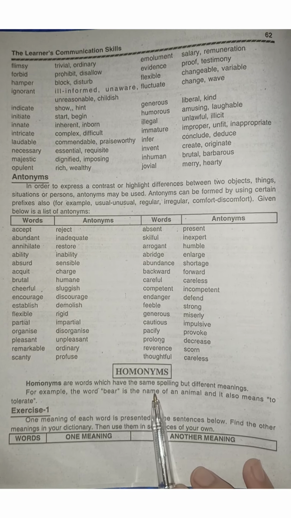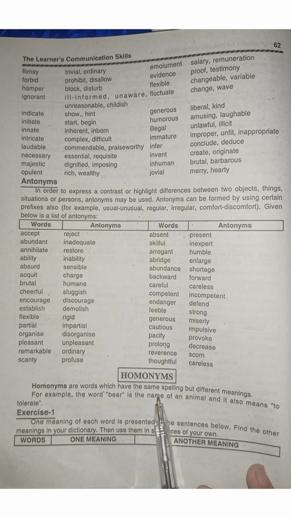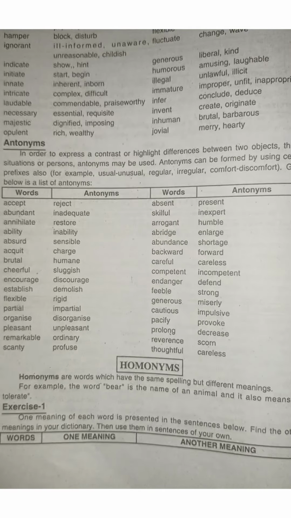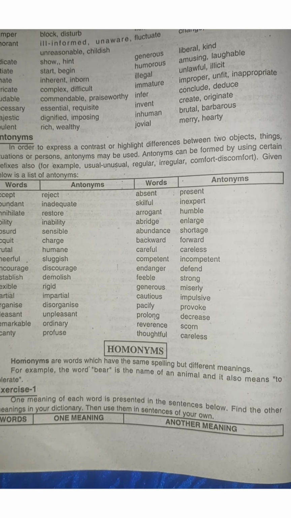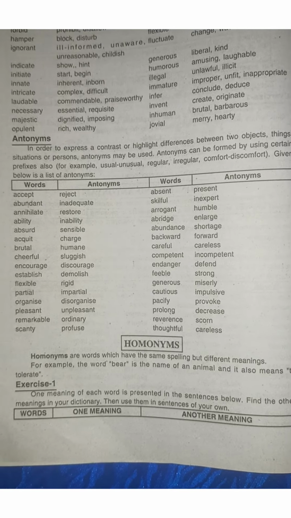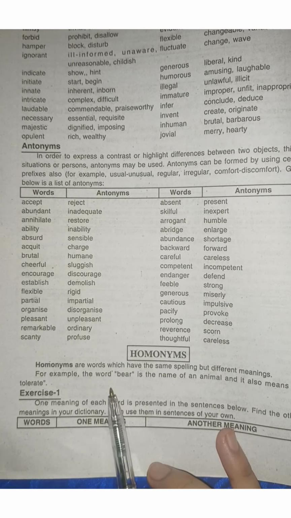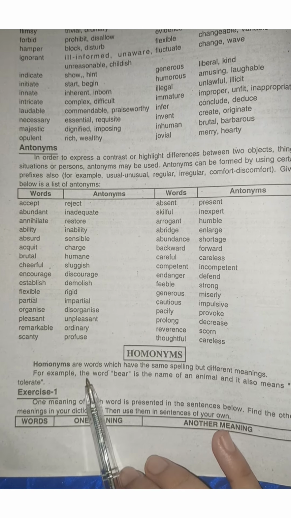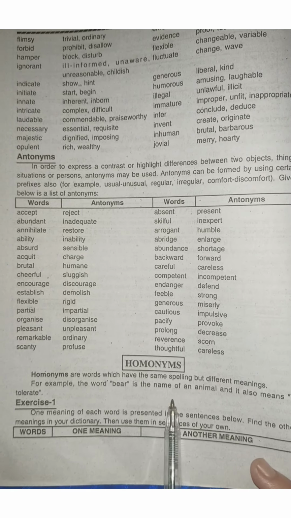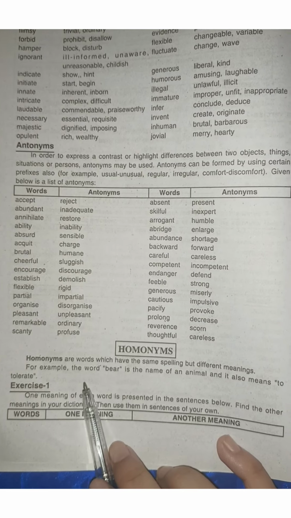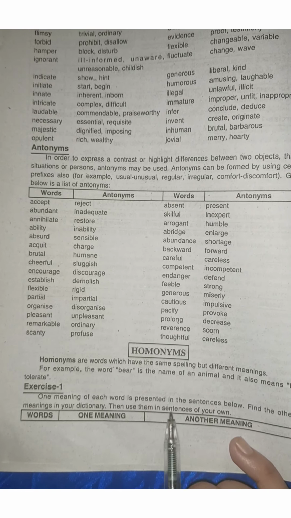Now we discuss about the most important terms, that is homonyms and homophones. These are the two most important terms from the paper point of view. These two terms are very important. So we discuss about homonyms. Homonyms are the words which have the same spelling but different meaning.